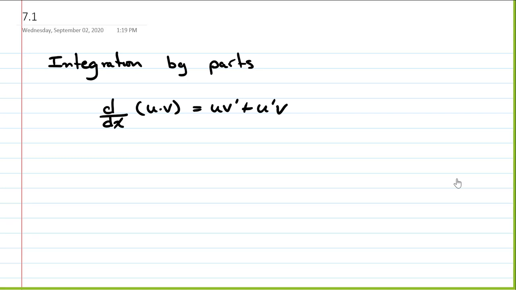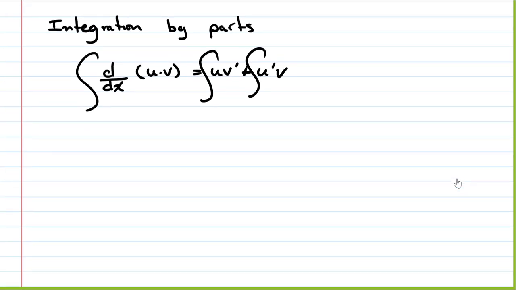So then the idea is, if we integrate both sides of this equation, so we take the antiderivative of this entire equation, we can integrate each term separately. In the first term, the integral and the derivative, by the fundamental theorem of calculus part 1, undo each other. And we're left with u times v is equal to the integral of u v prime plus the integral of u prime v.